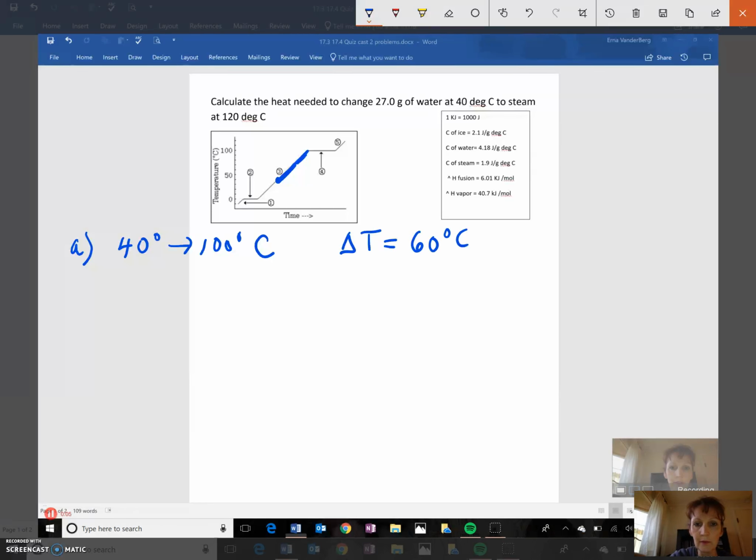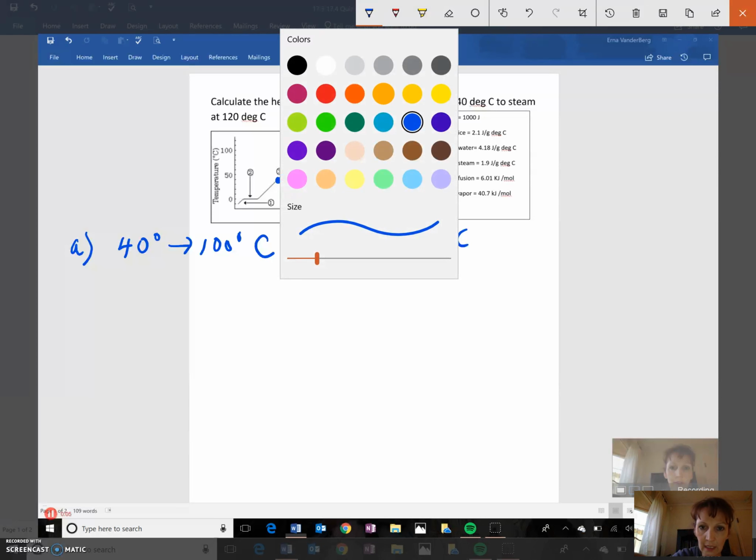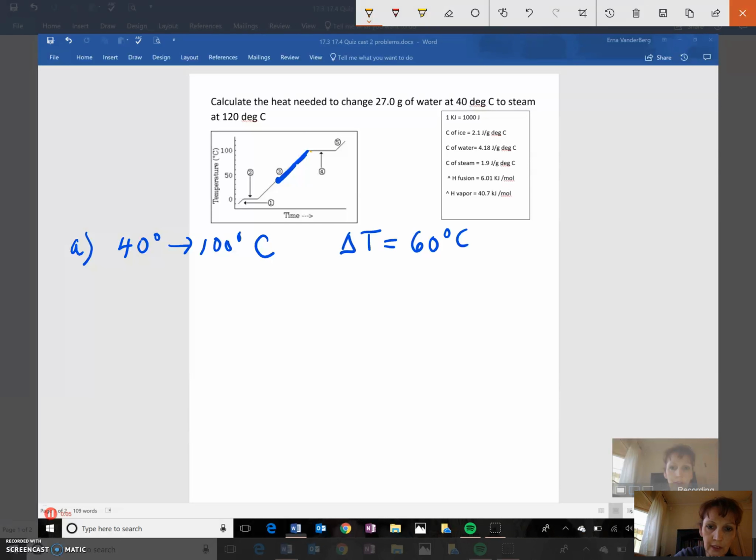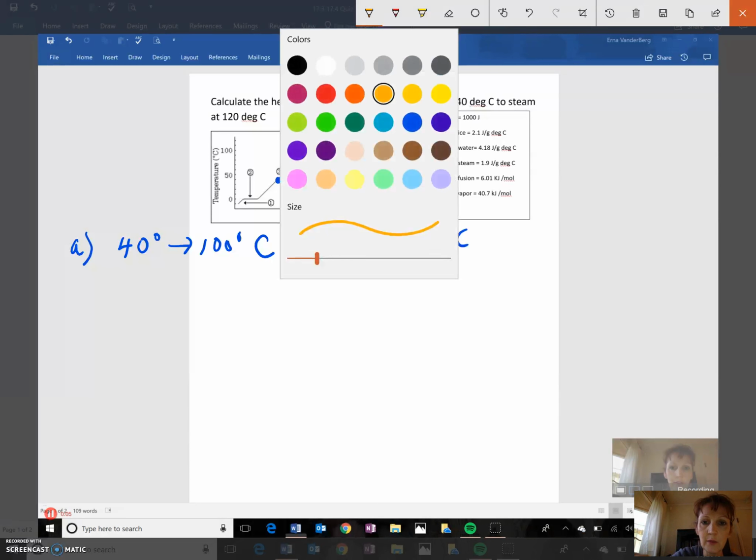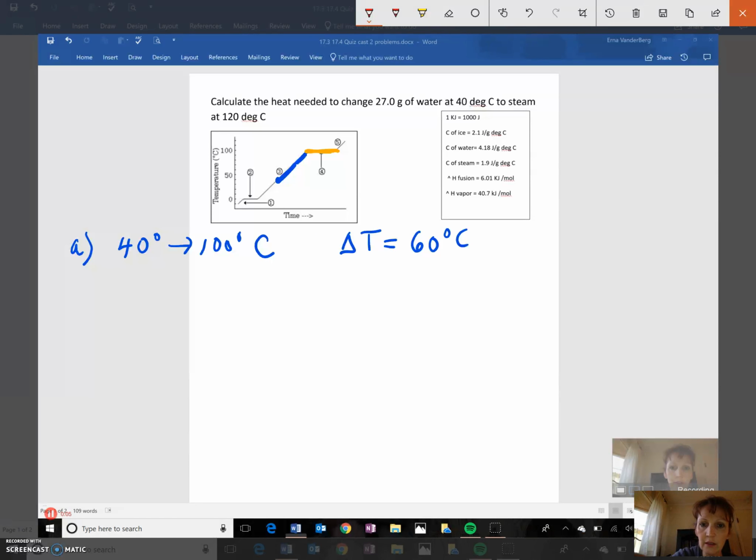Let me just mark up the rest of the steps so you know where I'm going. Once you've reached 100 degrees, you can start to vaporize the water or convert it to steam or gas. After that, we aren't done yet. After that, we need to actually heat the steam, heat the gas. So that's the third part of the heat calculation.